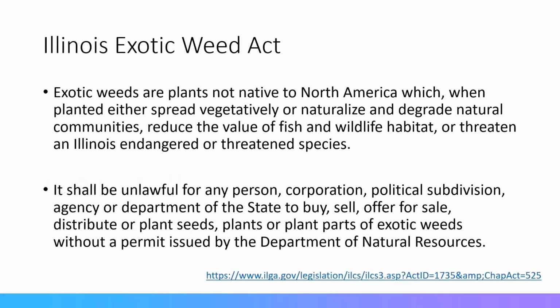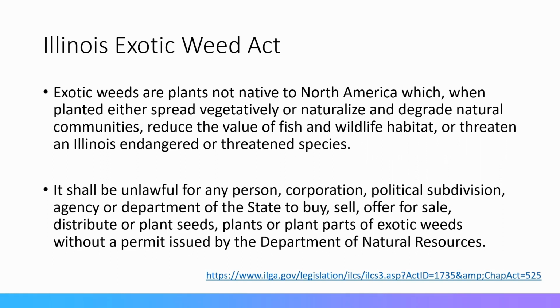I'll get into some of the legal definitions here. All right, so Illinois has an Exotic Weed Act. So we get into some text walls here because these are how they are defined by the legislation. So exotic weeds are plants not native to North America, which when planted either spread vegetatively or naturalize and degrade natural communities, reduce the value of fish and wildlife habitat, or threaten Illinois endangered or threatened species. So that's how these are defined by the Illinois Exotic Weed Act.